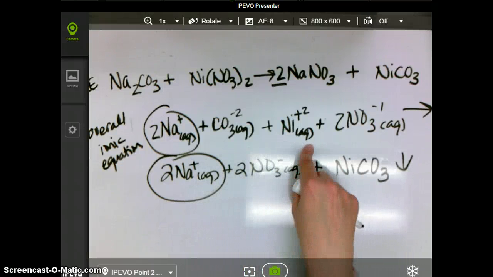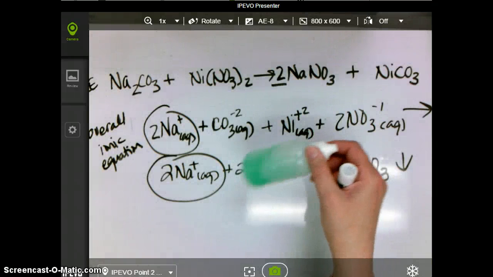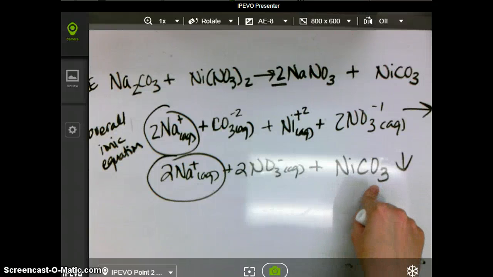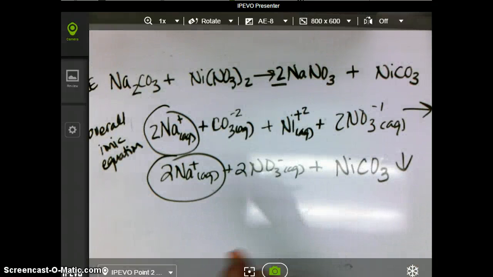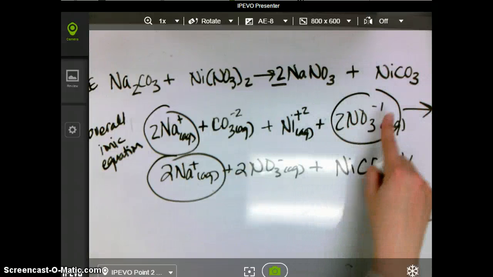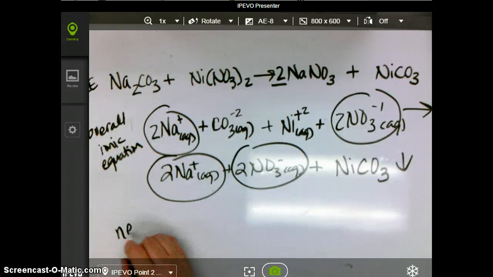Same thing's true for the nickel 2 ion. As a reactant, it is in solution. It's dissolved as an ion, but as the product, it's part of the PPT. It was involved. It's not a spectator. But looking at nitrate, I have 2 nitrate ions that are dissolved in solution as a reactant, and the same 2 nitrate ions are still in solution as a product. I've identified my spectators. The next step is to write my net ionic equation.